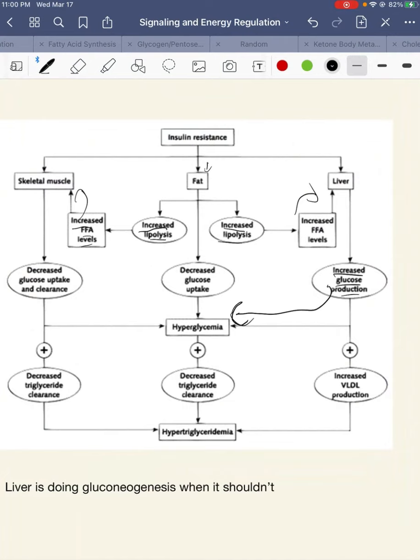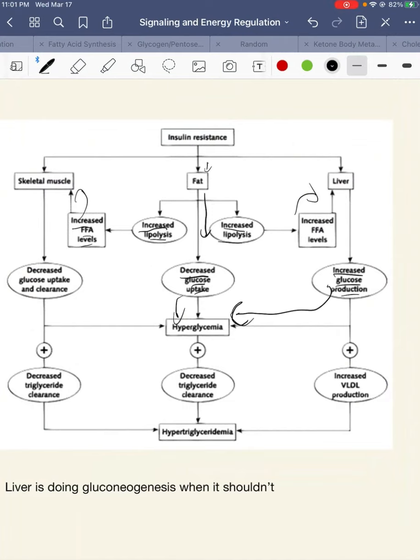The fats, they're like, hey, we have low blood glucose levels. Like, my job is to store fats. I probably shouldn't take up glucose from the circulatory system and leave the glucose in the blood for the organs that need it, even though there's a lot of glucose in the blood. So insulin is not able to bind to the fat tissue to mediate glucose uptake. So this results in decreased glucose uptake, which again contributes to hyperglycemia.